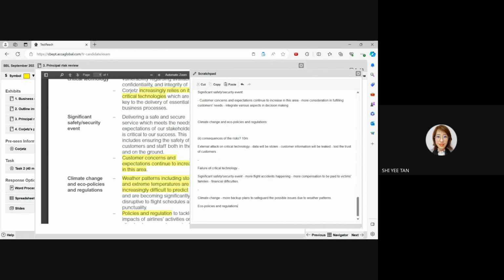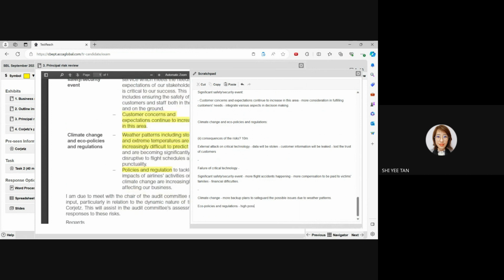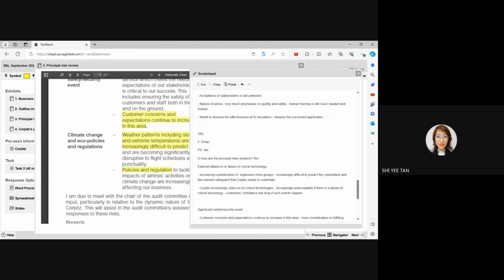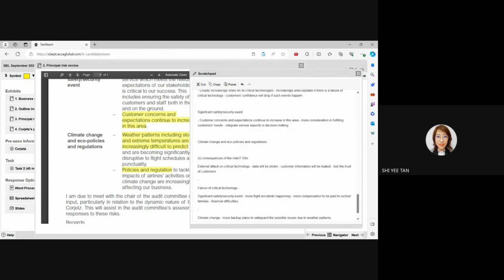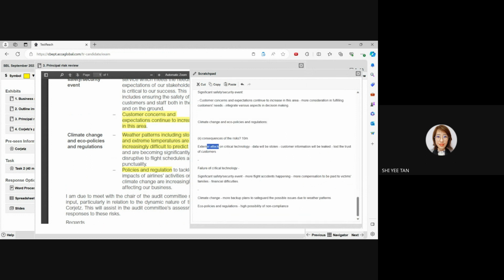Eco policy and regulations is talking about the high possibility of non-compliance when you have more and more regulations, right? Before non-compliance, I want to say more regulations, but I don't want to say more regulations. If I say more regulations, it's the same as the first part. Now, what's the difference between the first part and the second part? The first part talks about changing dynamics. The second part is more on consequences. So if this happens, then what will be the issue, right?